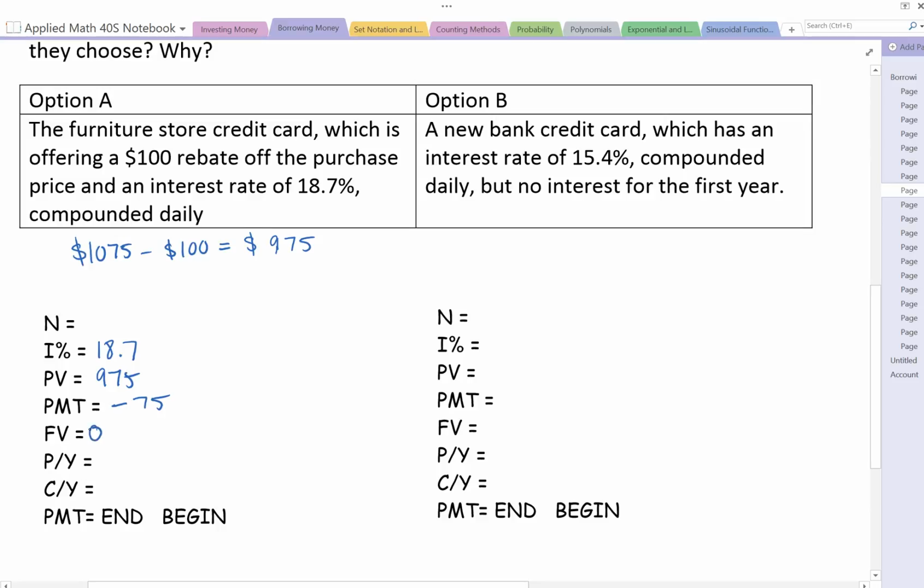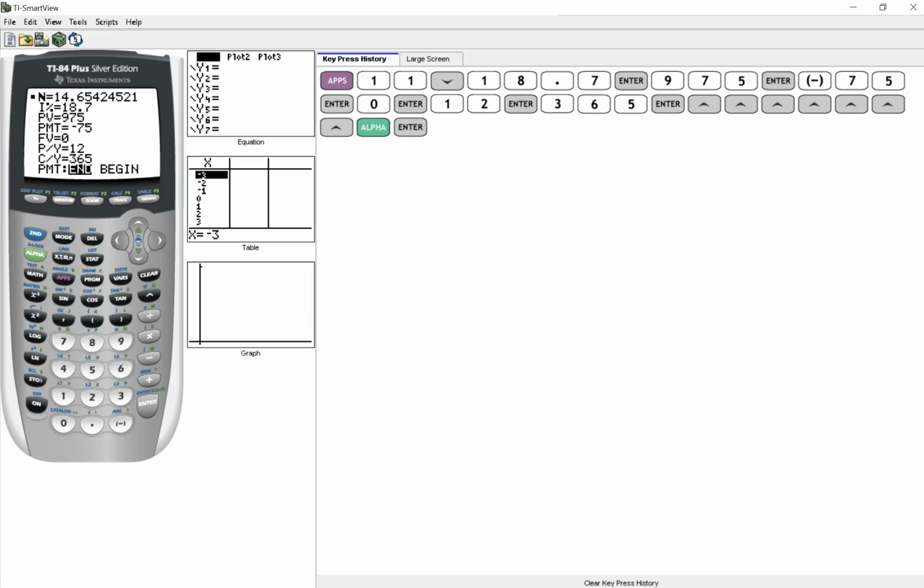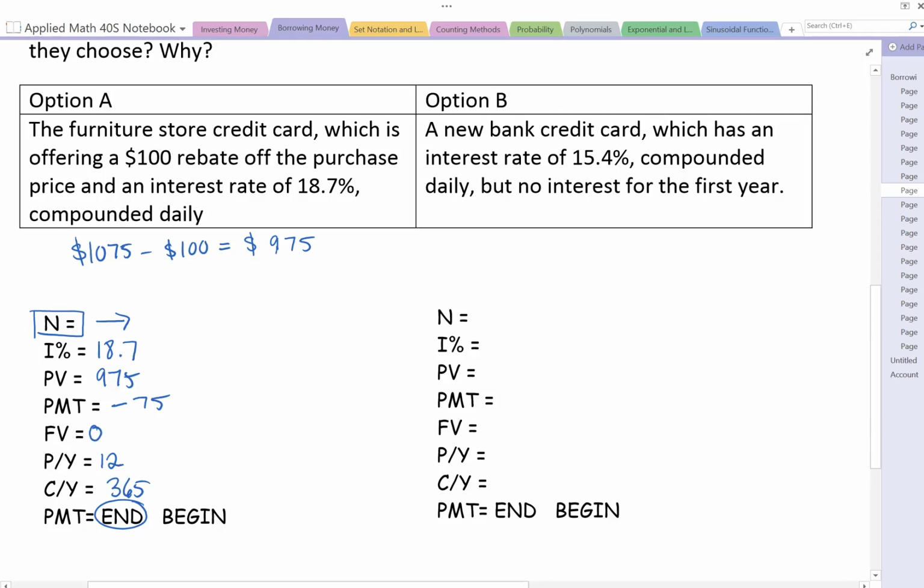So future value of 0. Now payments per year, because they're monthly payments, that's 12. And the compounding is daily, so this is 365. So we're solving for how many payments are made. So take out your calculators and put all of this into TVM solver. Putting all this into my calculator, I get an N value of 14.6542. So what that means here is that we have 15 monthly payments.